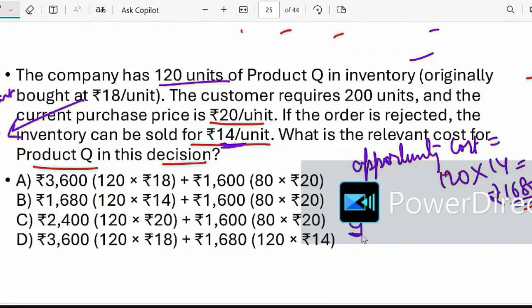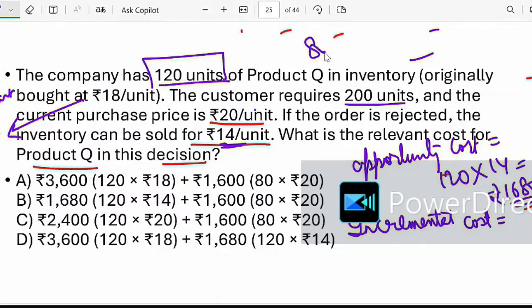And what is the incremental cost? When will incremental cost come into the picture? When the order gets accepted. The order is for 200 units, and the company has only 120 units. So they have to purchase 80 units. At which cost? 20 rupees per unit. So what is the incremental cost? 80 multiplied by 20, which is 1600. So these two are relevant costs.